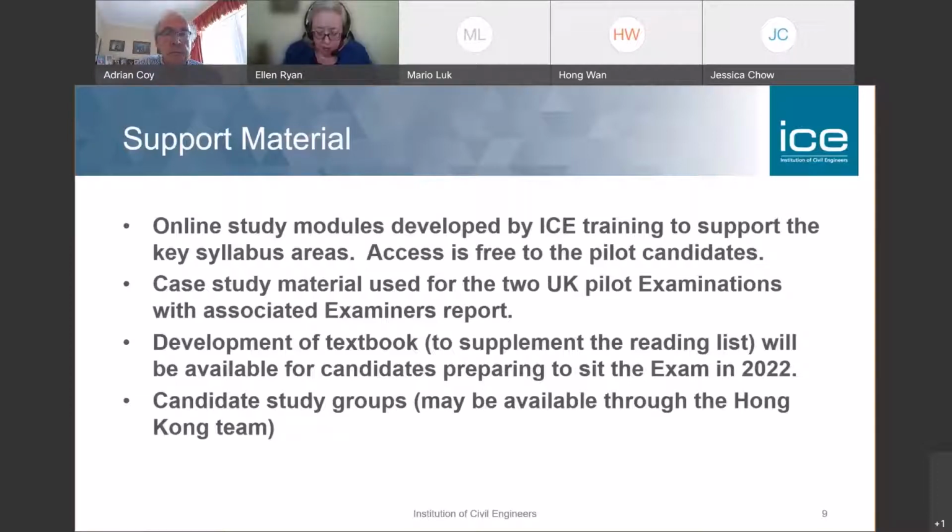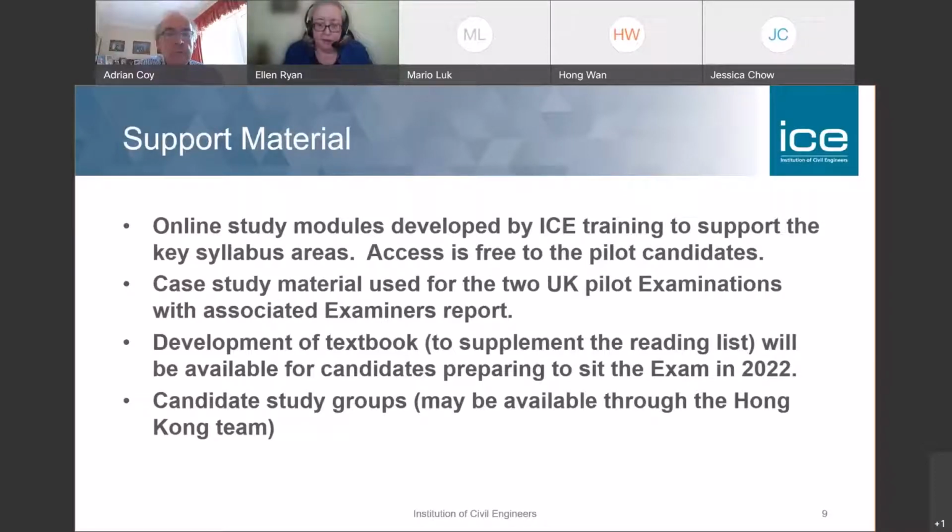One of the documents the exam panel produce after each exam is an examiner's report. This is where the examiner gives general feedback on how candidates answered the exam question, to help give better guidance to candidates following on as they prepare to sit the exam. Adrian and the panel are also working with colleagues in ICE Publishing to develop a textbook designed to support the reading list, and we hope to have it available for candidates sitting the exam in 2022.